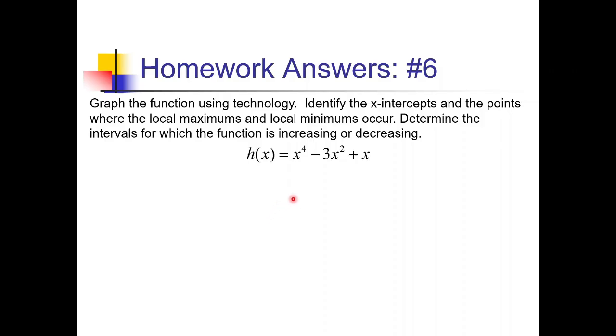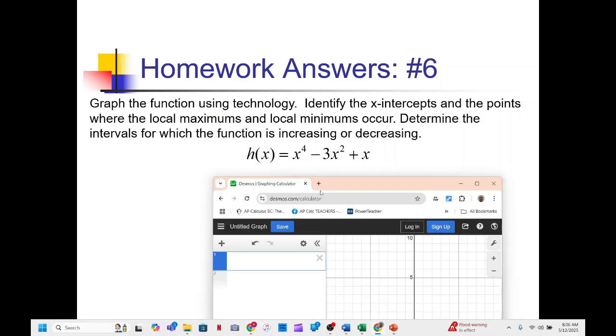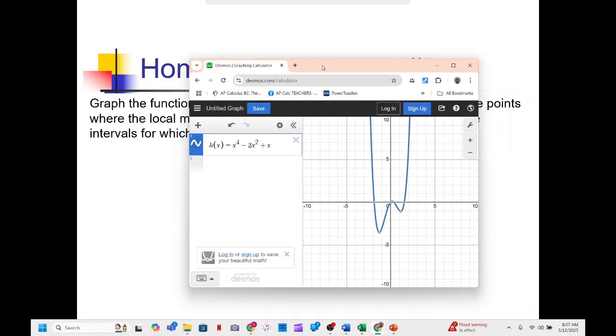On this problem, they want us to analyze the h of x function using some technology. So let's go to Desmos and graph this one out. So here I am on Desmos. Let's do h of x equals x to the 4th minus 3x squared plus x. And let's move this up so I can see it.